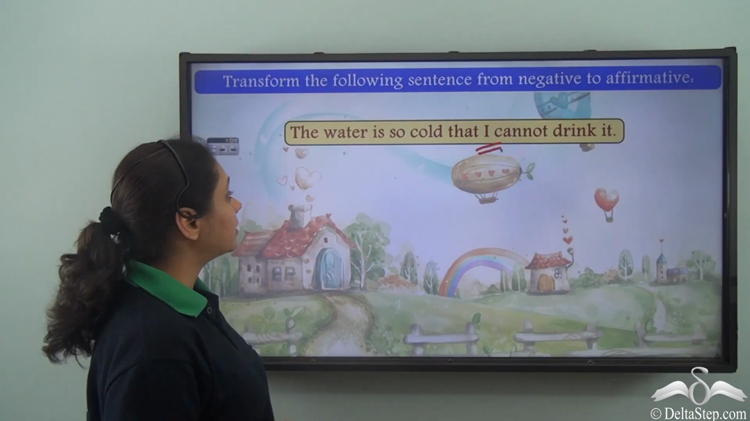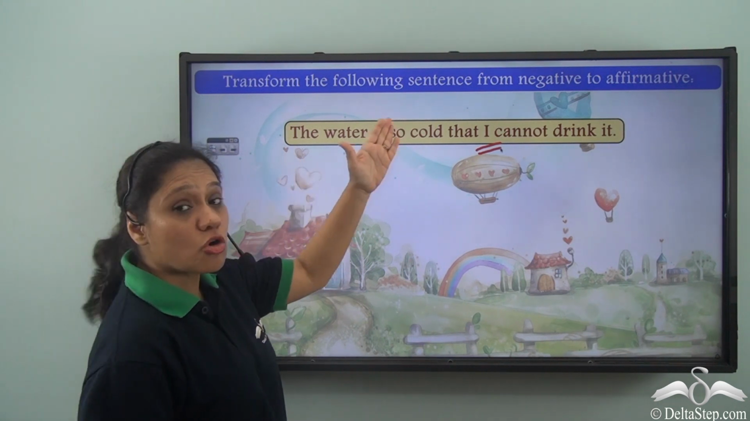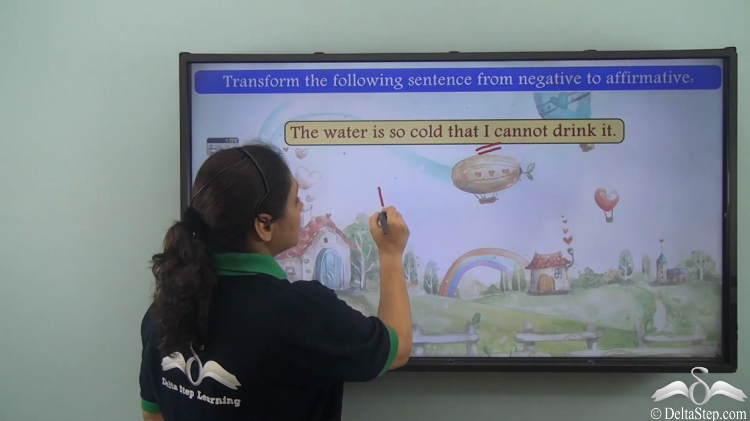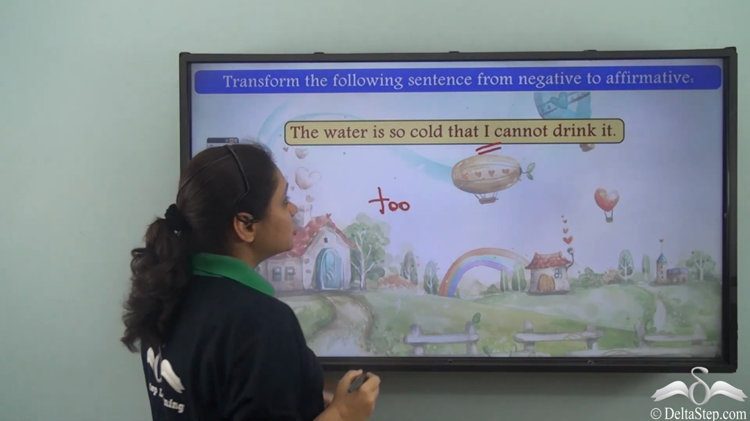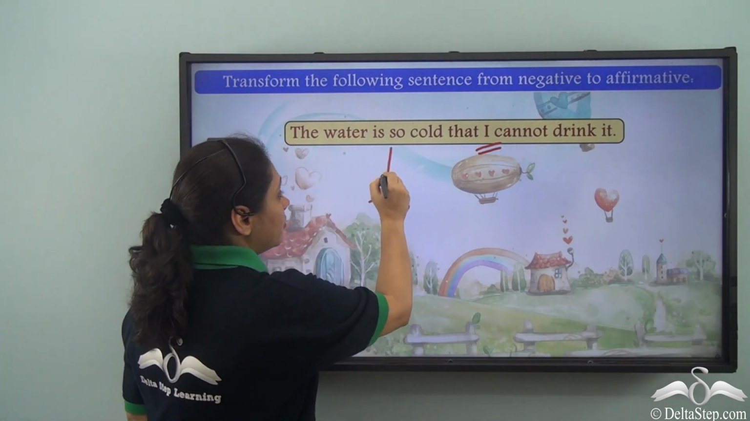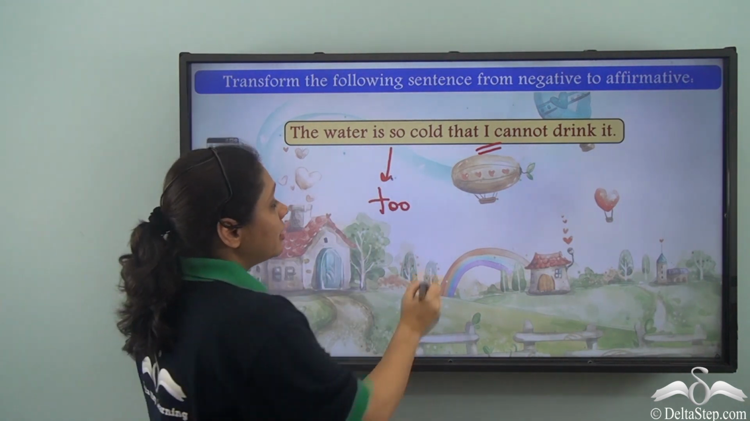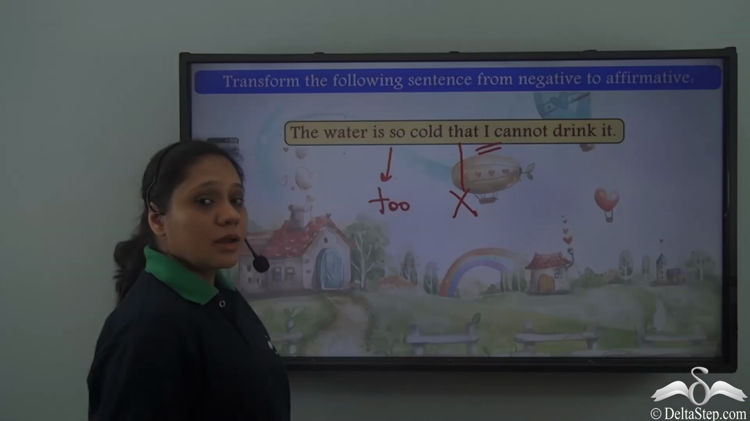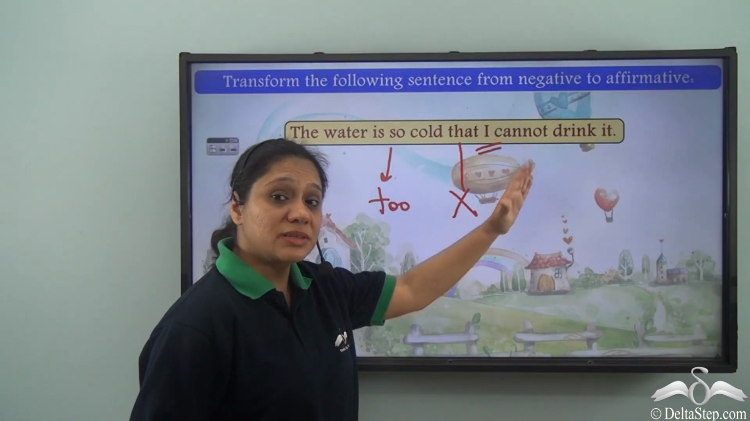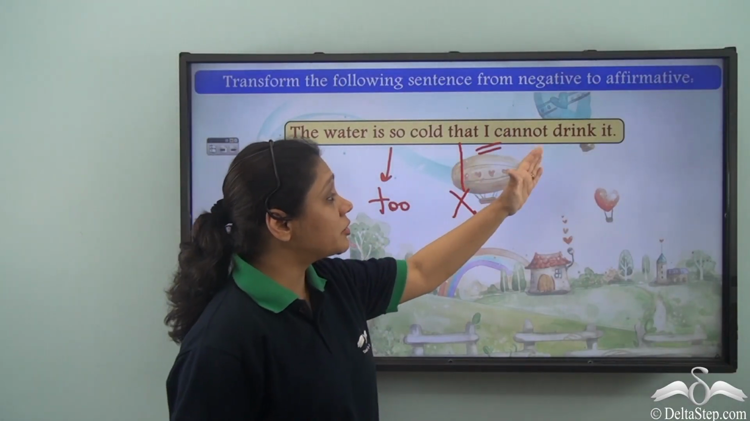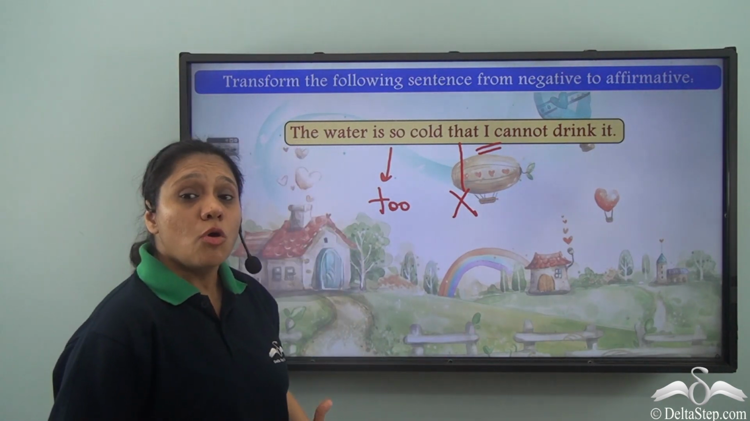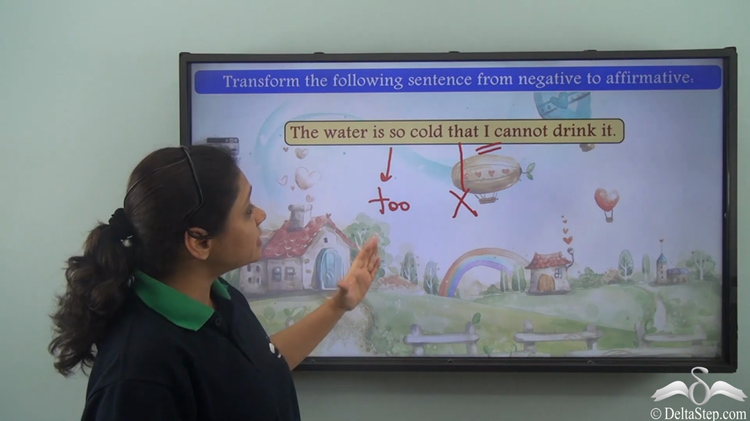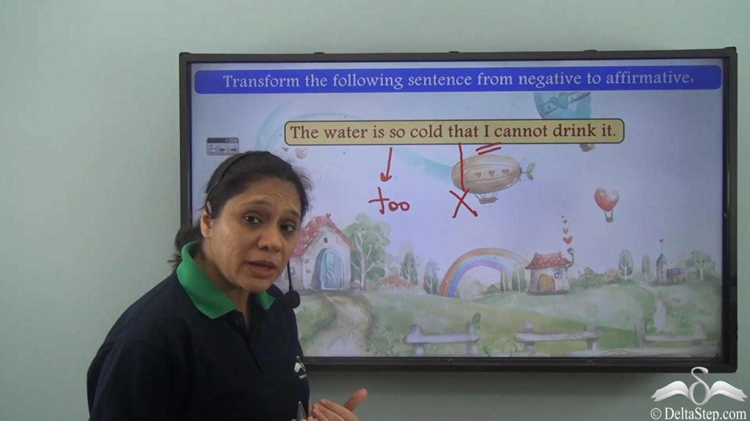Let us understand. The water is so cold. We will write this part as the water is too cold. So we have replaced the so with too. Then we will omit that. We will not write that. Now let us look at the rest of the sentence. I cannot drink it. Now who cannot drink it? I cannot drink it. So the water is too cold for me to drink.